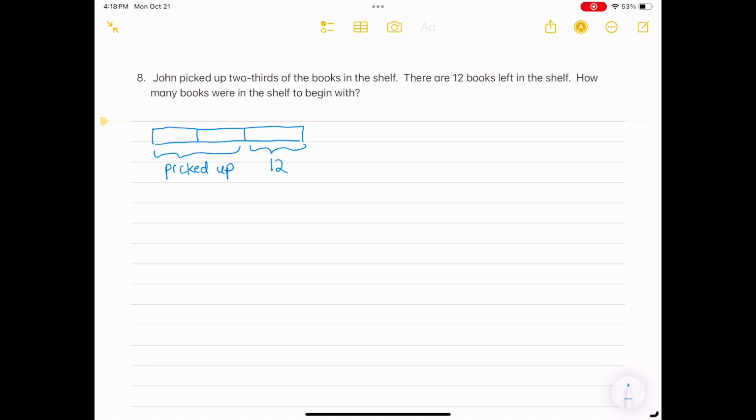So we start by letting x be the total number of books. So I write on top, let x equal number of books in the shelf to begin with. And I can see from my picture that 1/3 of the books equals 12. And if you remember, the word "of" means times. So that would be 1/3 times x, the number of books, equals 12.